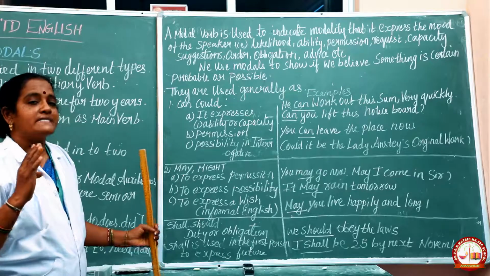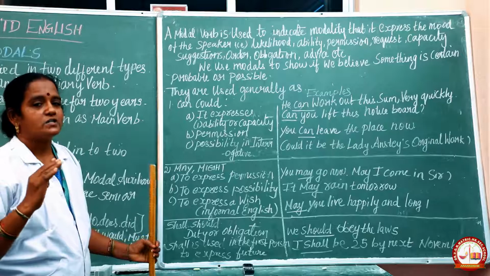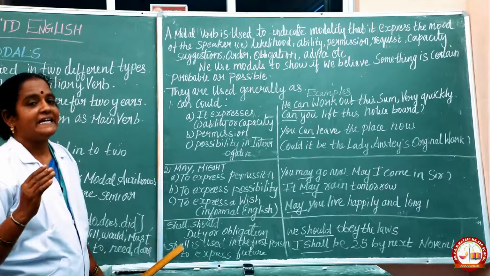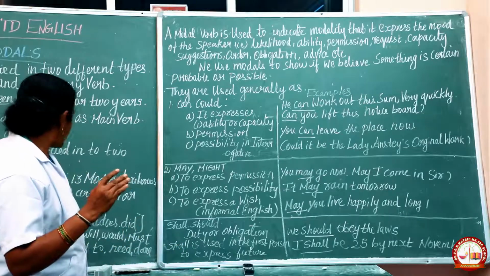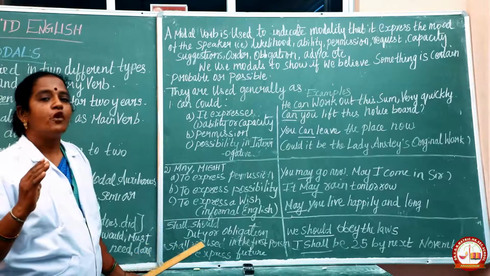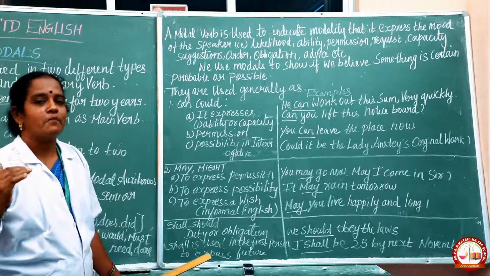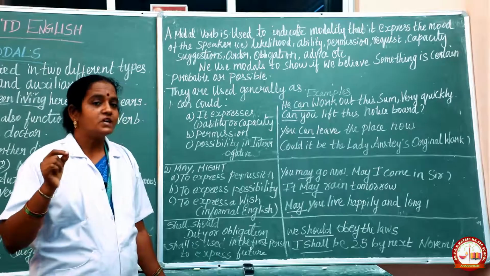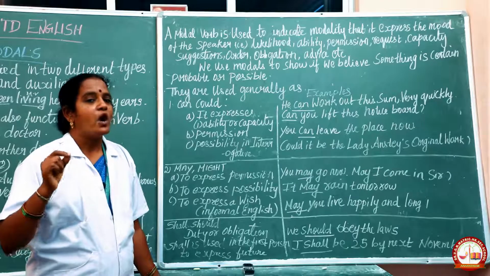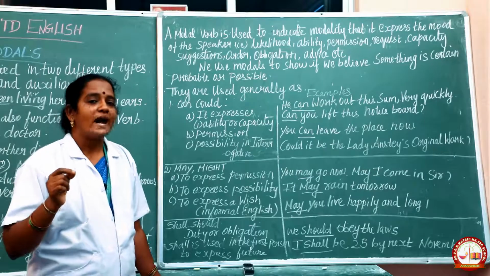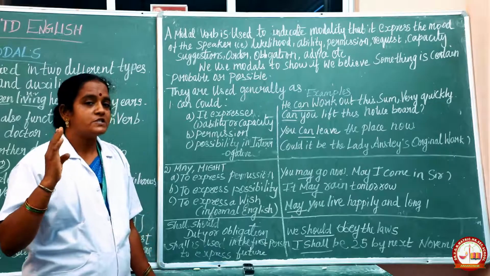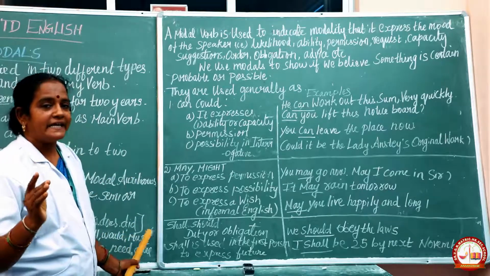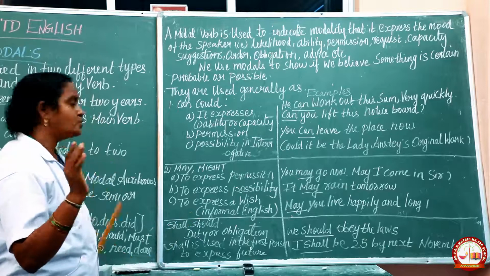And the 4 semi or quasi modals are: ought to, need, dare, used to. These are the 4 quasi or semi-modal auxiliaries. From the exam point of view, if they ask you to write semi or quasi-modals, you have to fill in these 4 only: used to, dare, need and ought to.